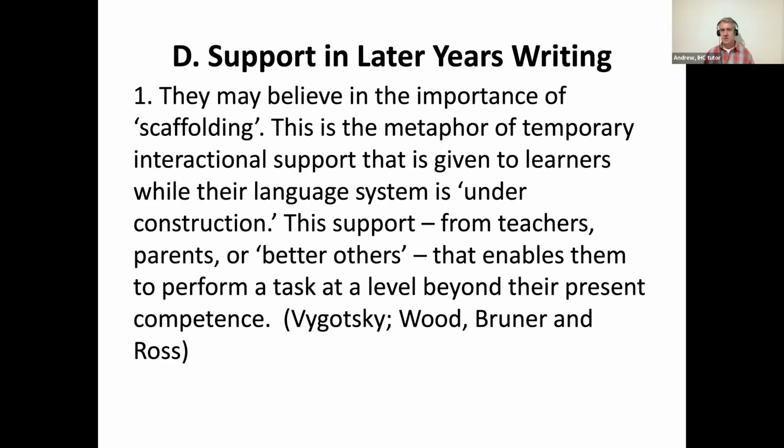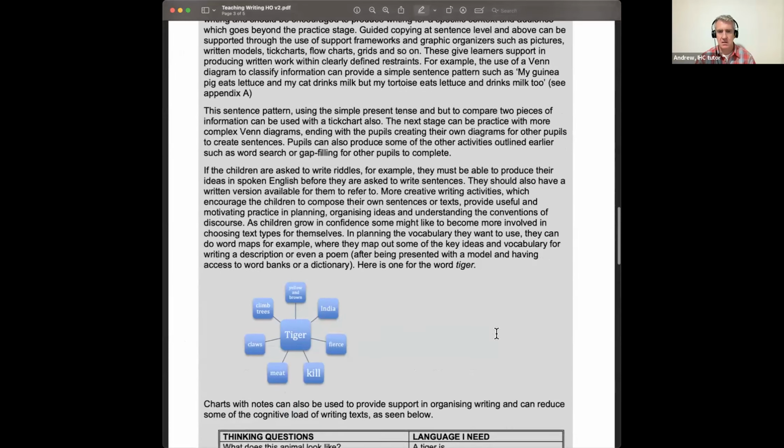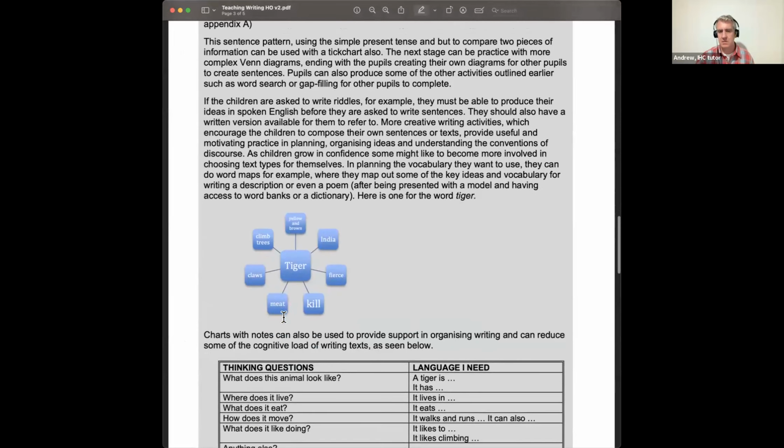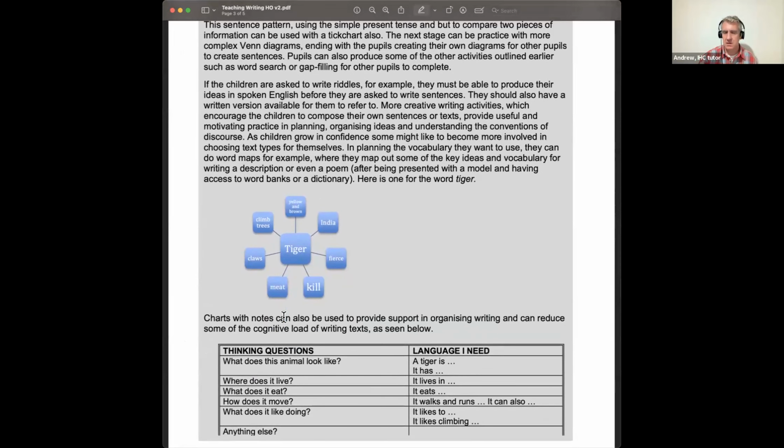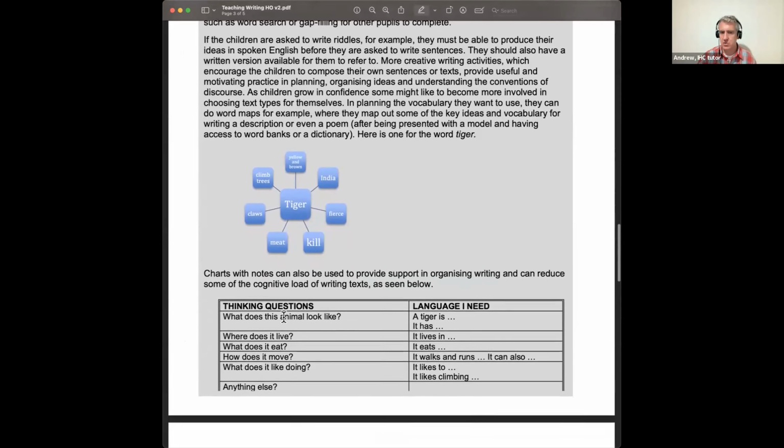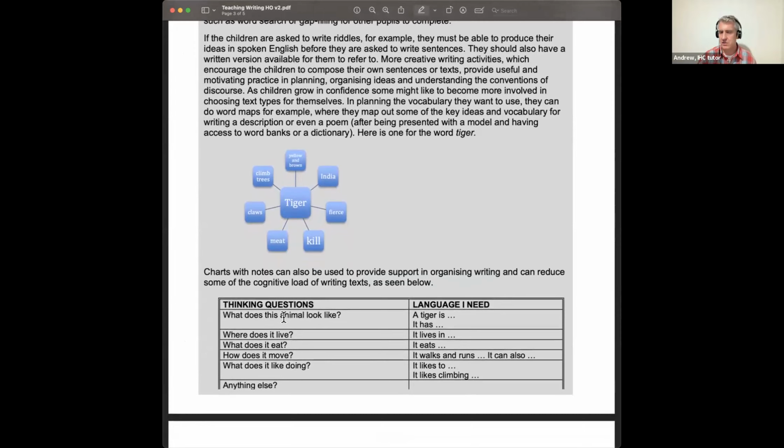So using support, it could be through language or through diagrams for writing, to help them with the writing. Like this tiger diagram, that's a kind of scaffolding which is going to help them produce a short text about tigers.